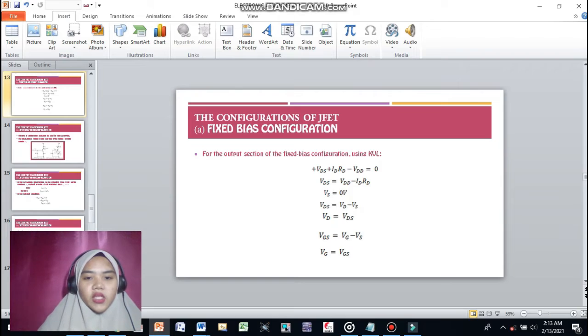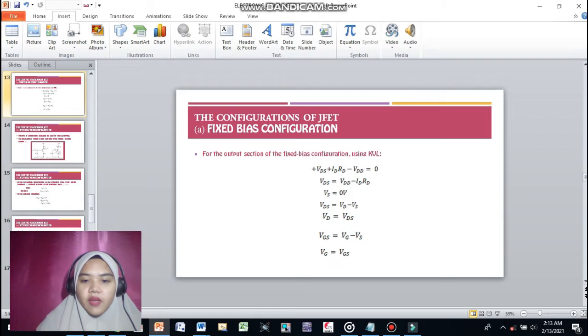For the output section of the fixed bias configuration, using KVL, VDS plus IDRD minus VDD equal to 0. So VDS equal to VDD minus IDRD.